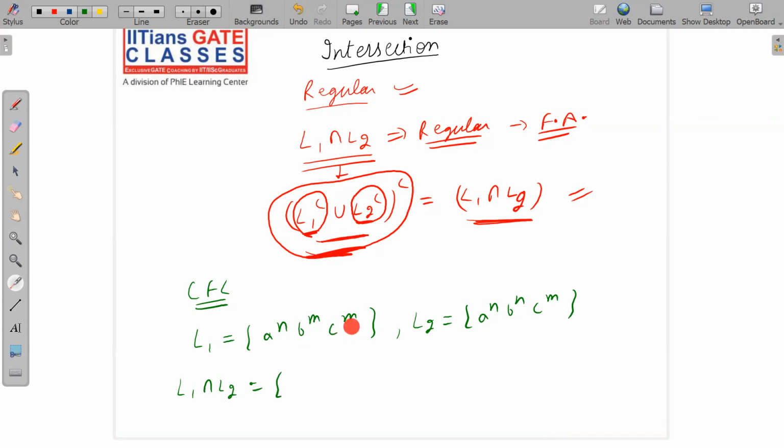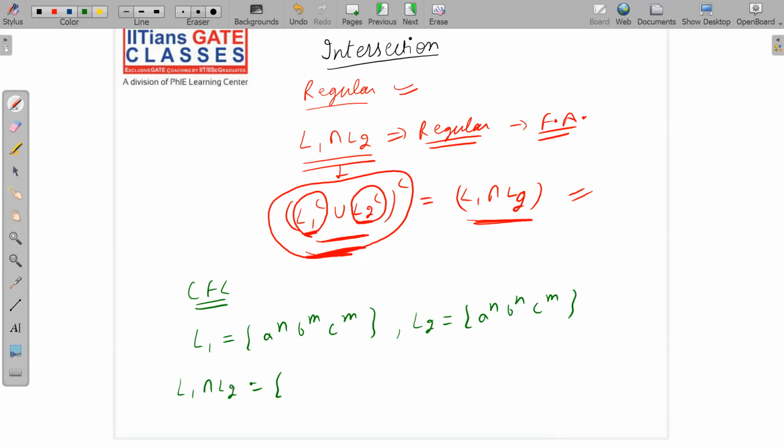Again, I am repeating: L1 is saying B and C should be equal, and L2 is saying A and B should be equal. So the common part is that in the string in L1 intersection L2, B and C should be equal. Let me write it properly. Because if B and C are not equal, then the string won't be in L1. So how can it be in L1 intersection L2?